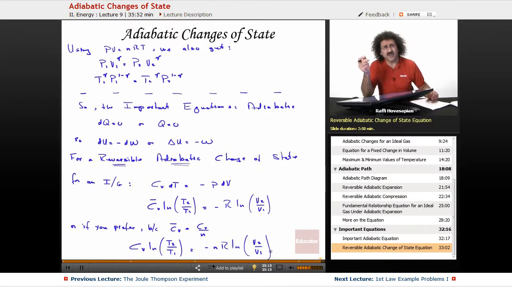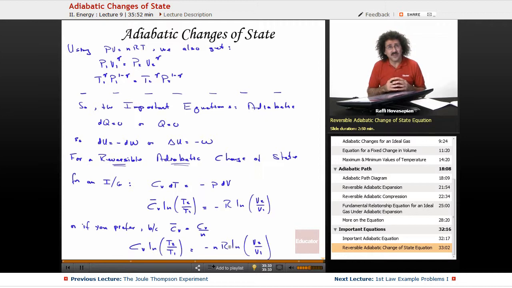I think most kids like to see the n there, the moles, as opposed to working with these molar values with a line over them. I'm like that too. I actually prefer to see the moles there. It's just a personal taste of mine. So that's about it. This pretty much takes care of the adiabatic process.